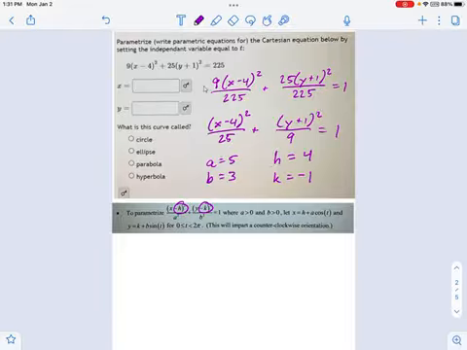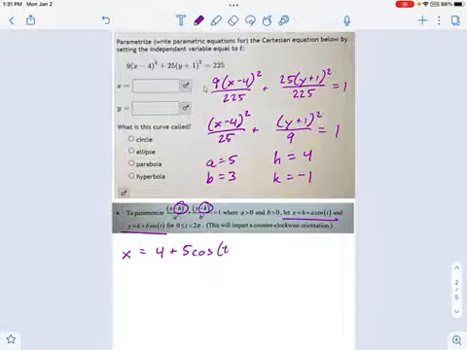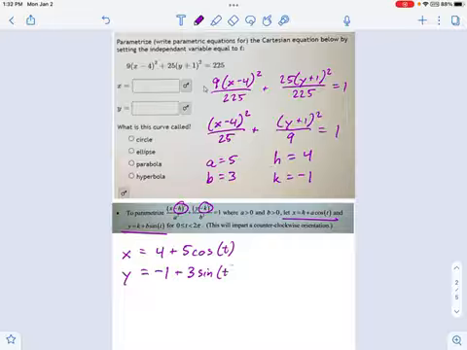Now I simply rewrite according to this formula. x equals h, which is 4, plus 5 cosine t. And y is k, that's -1, plus b, which is 3 sine t. Remember, if you're unsure about whether you did it right, you can always plug this back in and try to get it as a Cartesian equation instead of a parametrized equation.